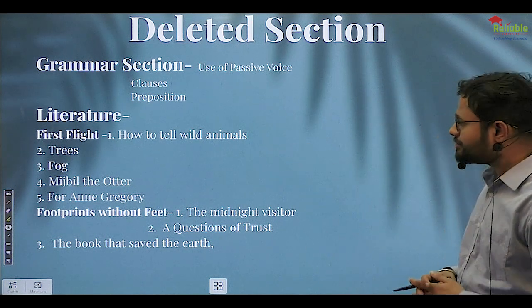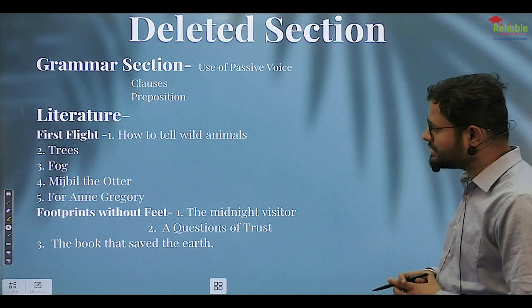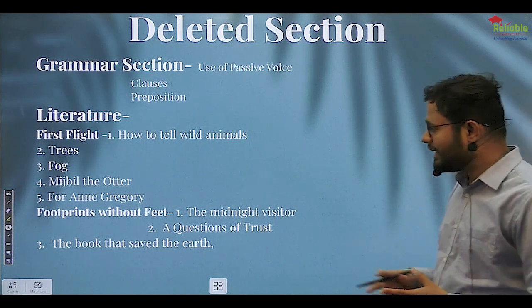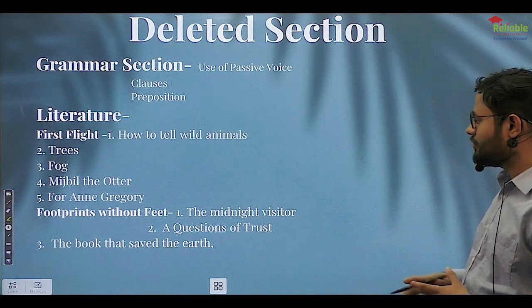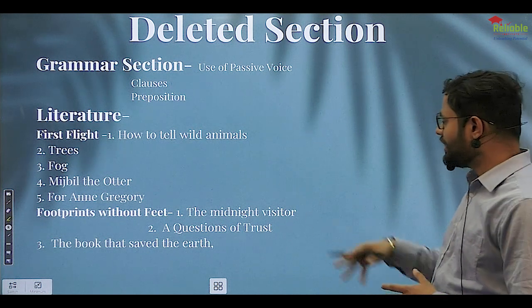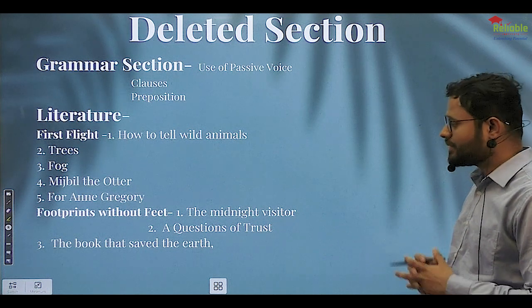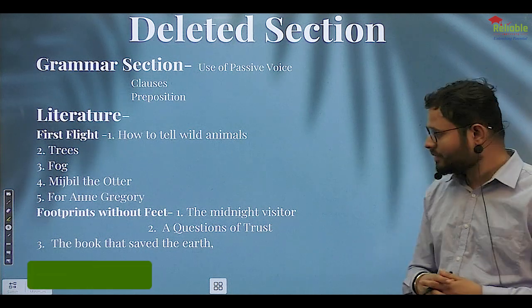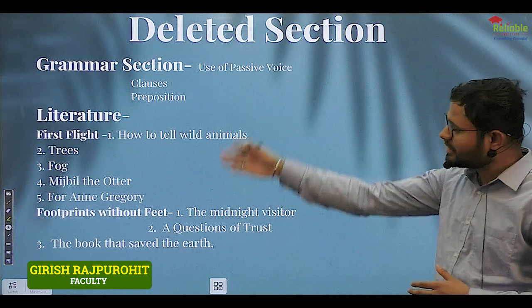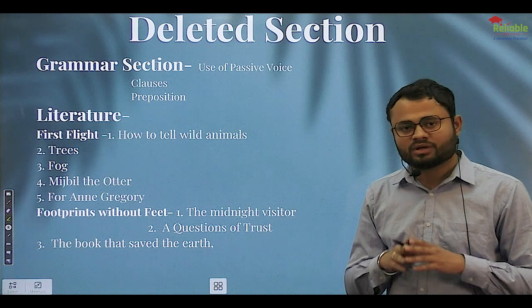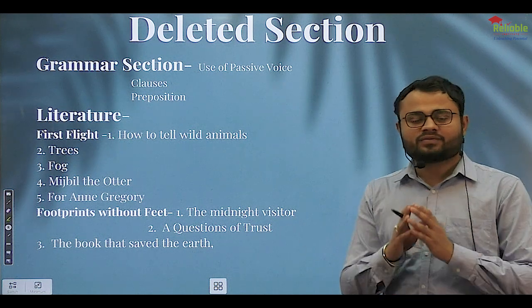Then in literature: How to Tell Wild Animals, Trees, Fog, Misspell, the author for Annie Gregory, and Footprints Without Feet from this book, The Midnight Visitor, A Question of Trust, and The Book That Saved the Earth. So there is a complete list of the things which you don't need to study as far as this exam is concerned.